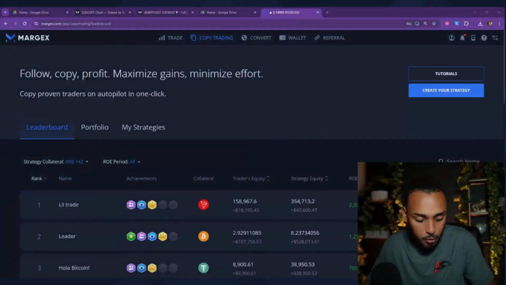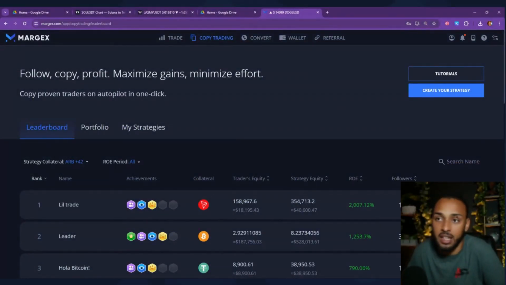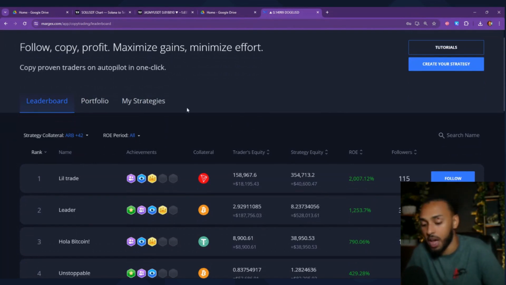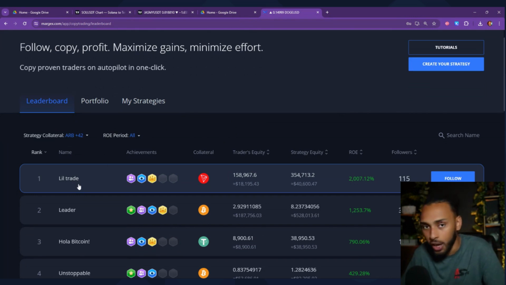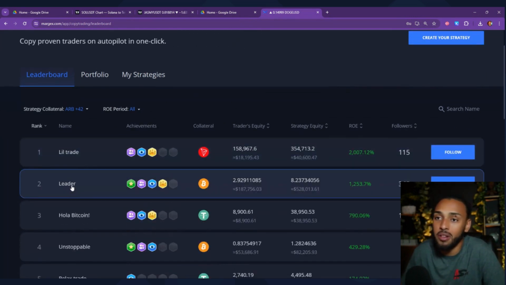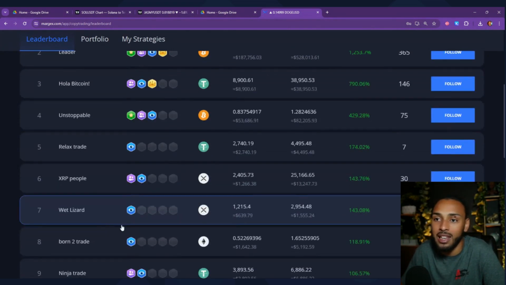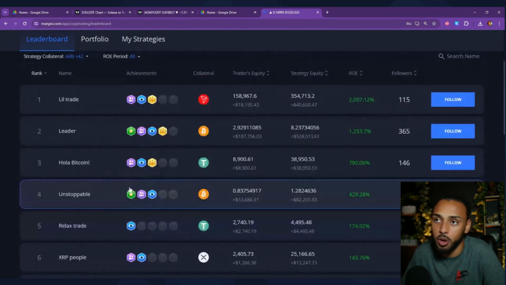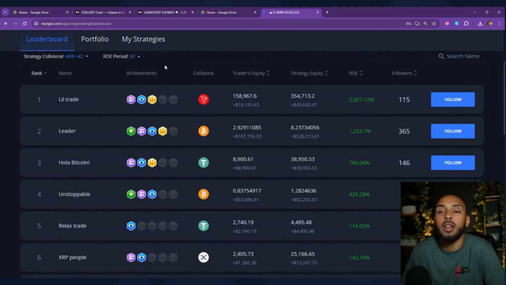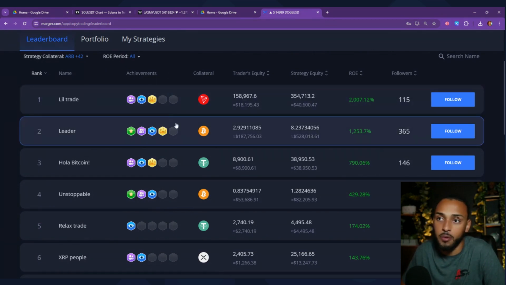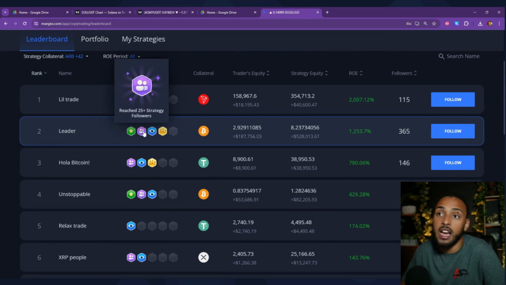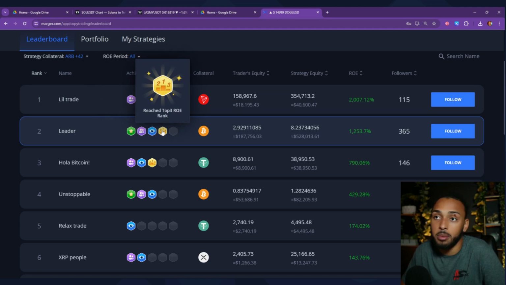Now, looking at this, what we can see is that the leaderboard shows you some of the best copy traders on a platform like Margex. So you have someone called Lil Trade, their SoundCloud rapper name, Lil Trade. You have Leader, Ola Bitcoin, Unstoppable, Relax Trade, XRP People, Wet Lizard, Born to Trade, Ninja Trade, and much more. This goes to show you the different achievements they've had, just to show their credibility on something like Margex. So say, for example, this guy has the most achievements, and he's been able to reach 5K in equity, has over 25 strat followers. He's created a public strategy, and he's reached top 3 on ROE in terms of ranking.